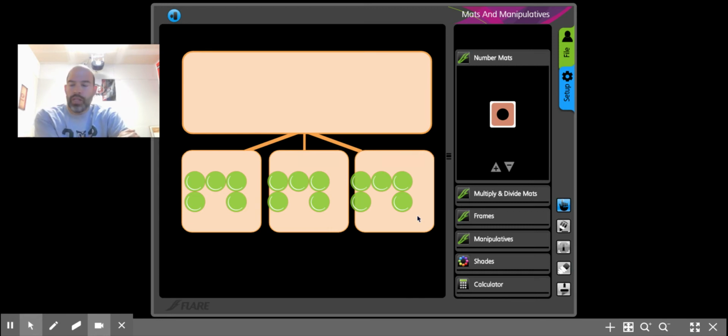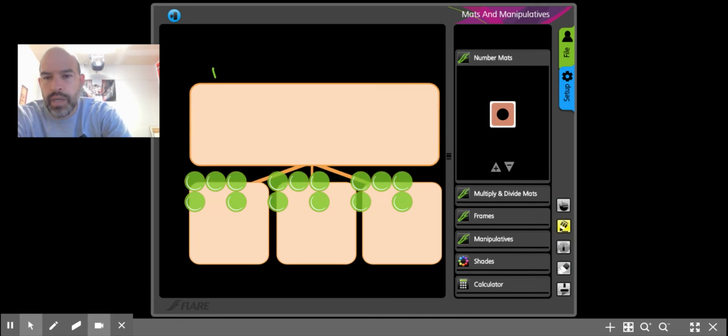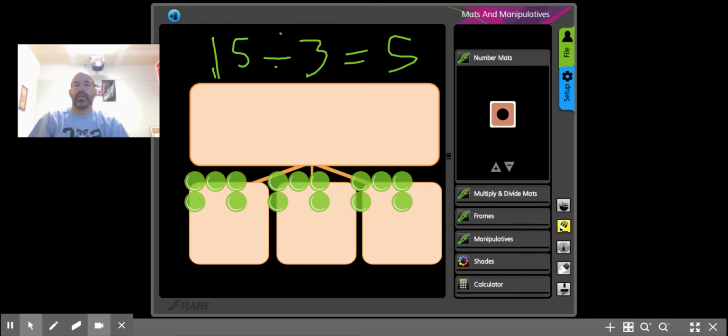So each part of this equation can be represented. We have 15 was the total number we started with, right? Oops, sorry about that, guys. And then we divided it into 3 equal groups, and now there are 5 in each group. There is our division equation.